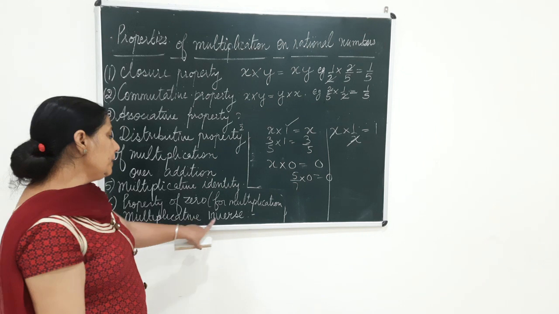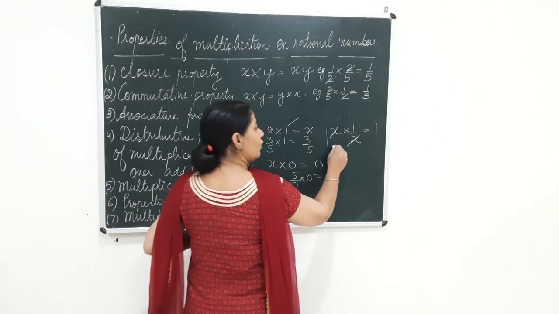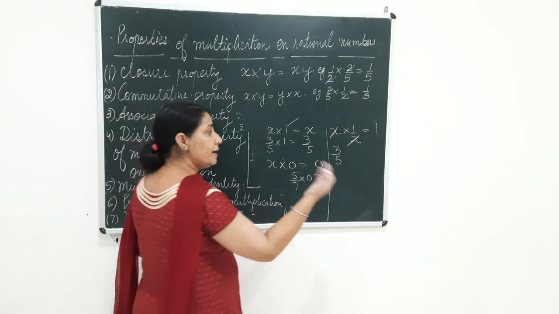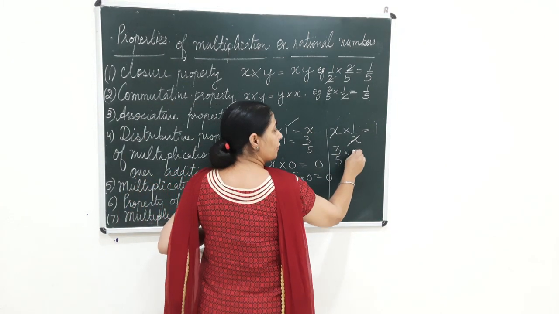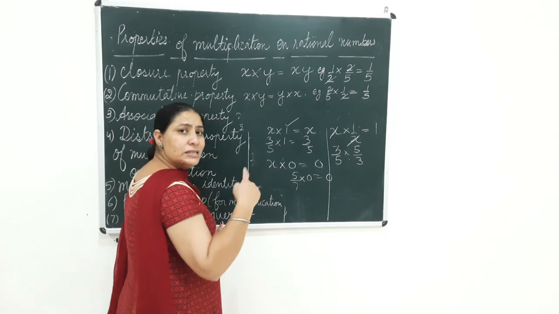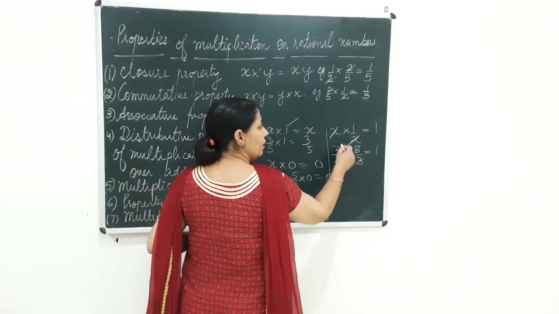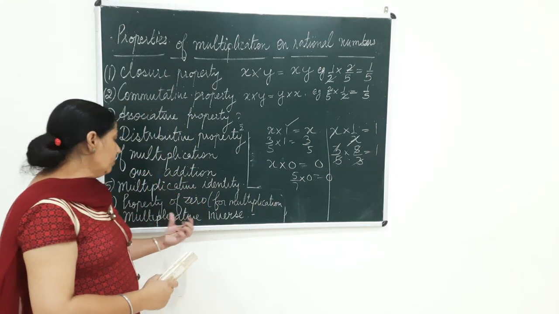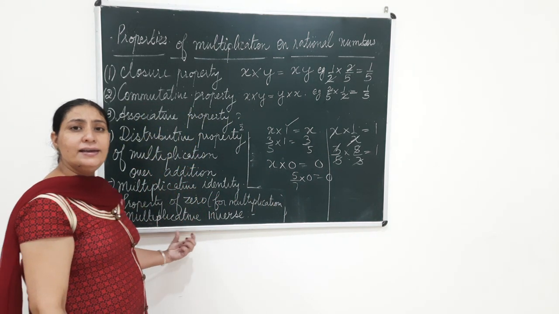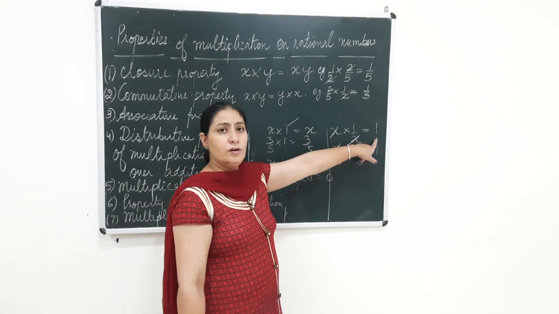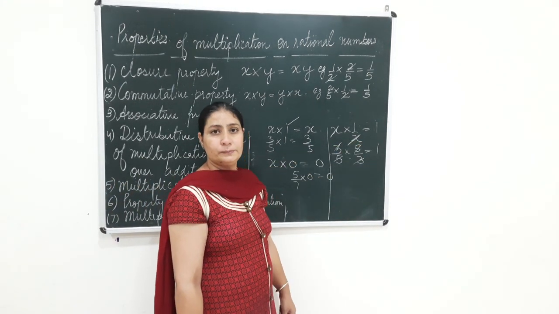So what is the multiplicative inverse? Suppose you have 3 by 5. Okay? You will multiply 3 by 5 by its inverse. Inverse means 5 by 3. Inverse means the reciprocal, and the answer to this will always be equal to 1. So what I mean is, when you multiply any rational number by its reciprocal or by its inverse, the answer to that will always be equal to 1.